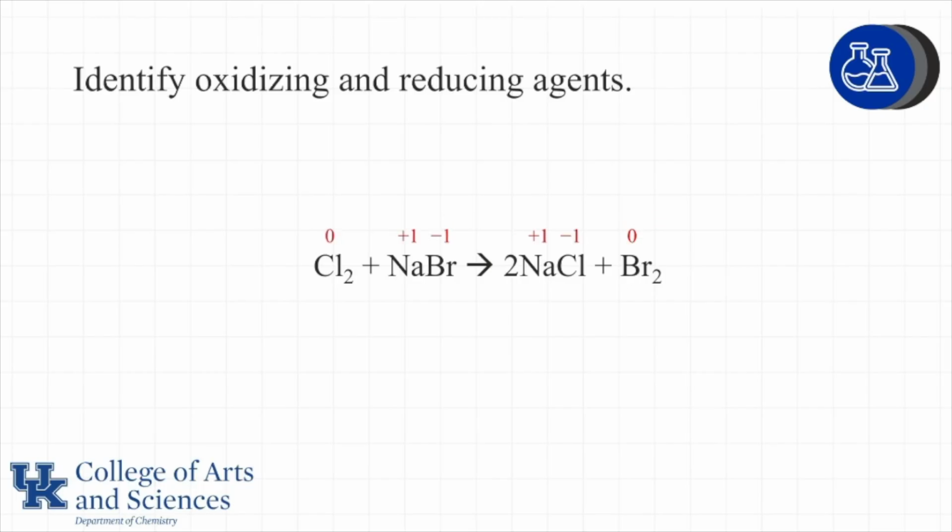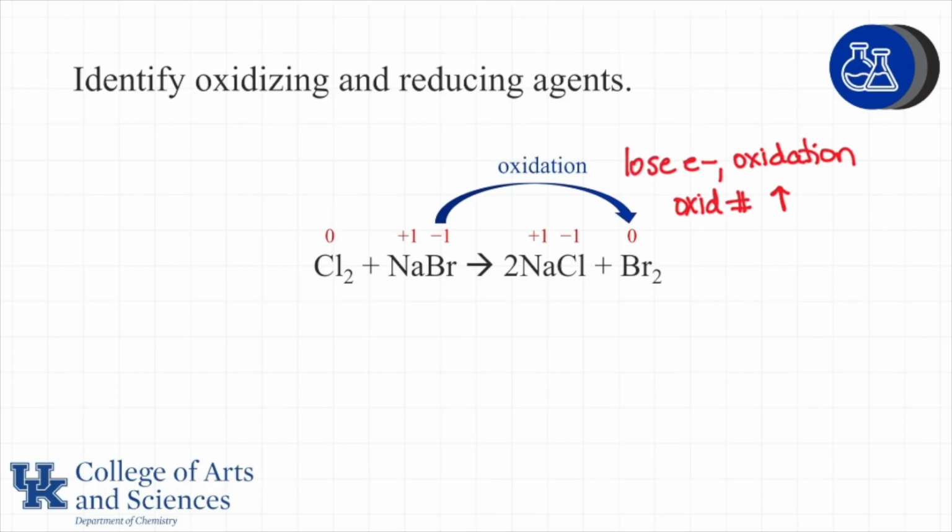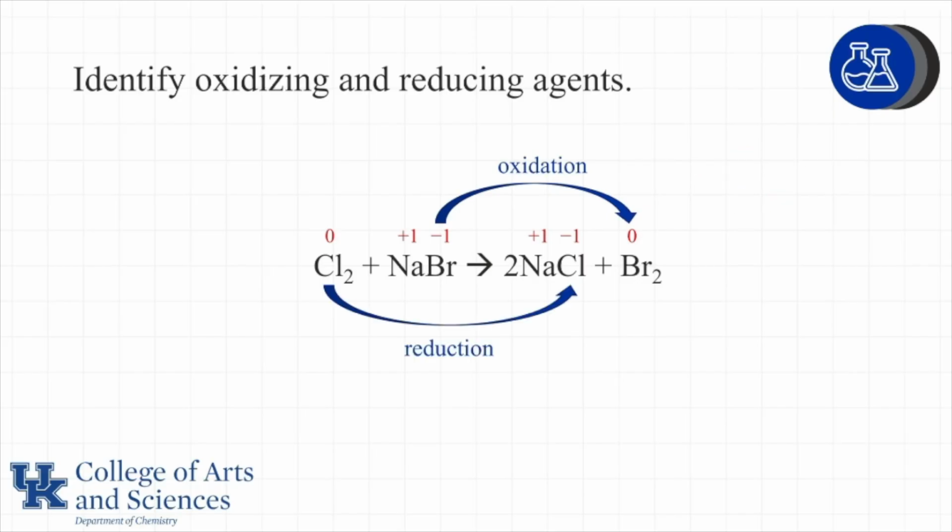Now we need to look at what's changing in this reaction. Bromine is going from a -1 to a 0 oxidation number. Therefore, it is undergoing oxidation. It is losing electrons, and the oxidation number increases. When I look at chlorine, it goes from 0 to -1. It is gaining electrons, and so it's undergoing reduction, and we see that the oxidation number decreases.